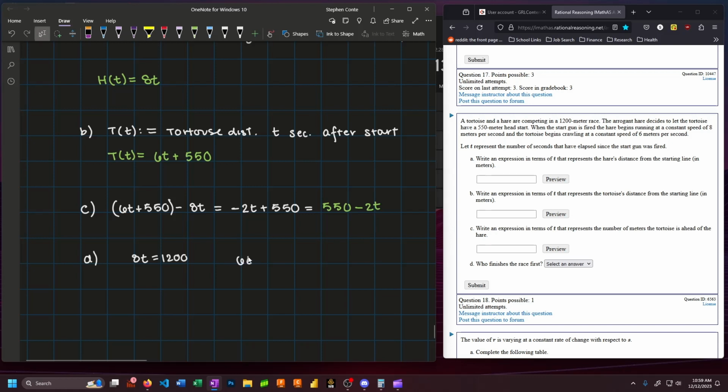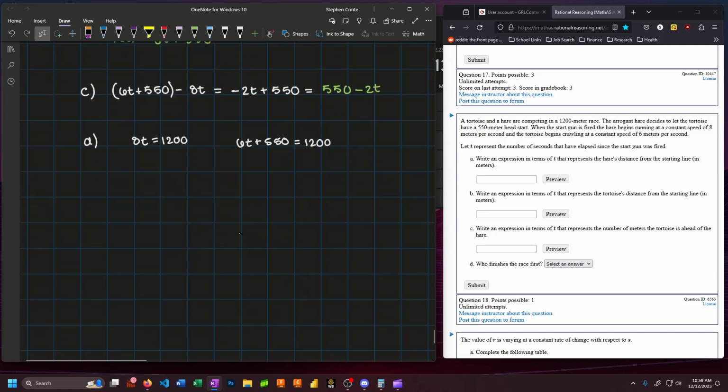And I can take 6t plus 550 is equal to 1,200. And I can solve for t in both of these equations. Whichever one has a smaller value for t obviously finishes the race faster. So t equals 1,200 over 8 in this case. And here, t equals 1,200 minus 550 divided by 6.